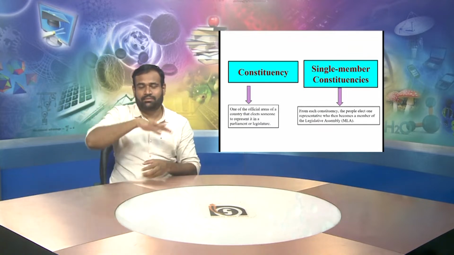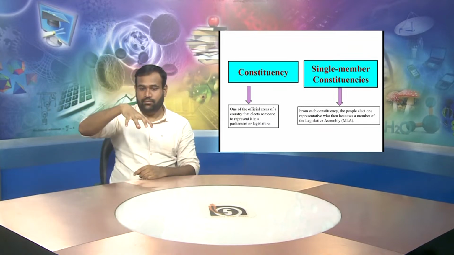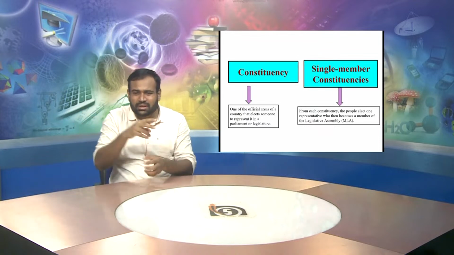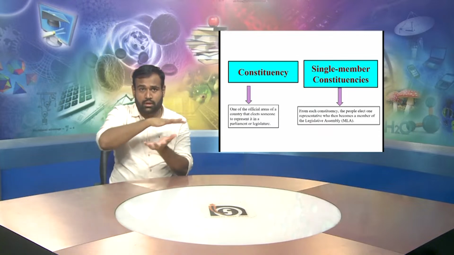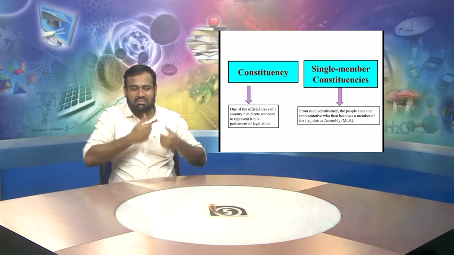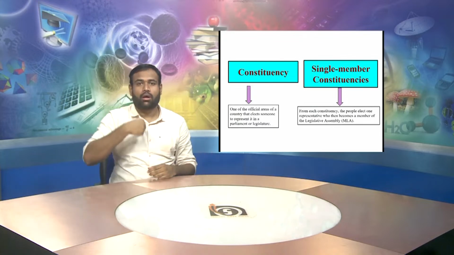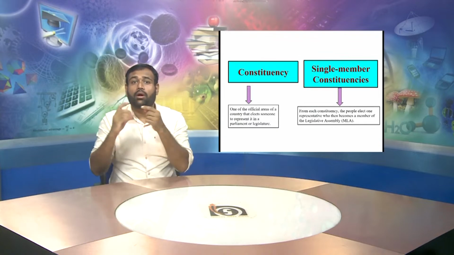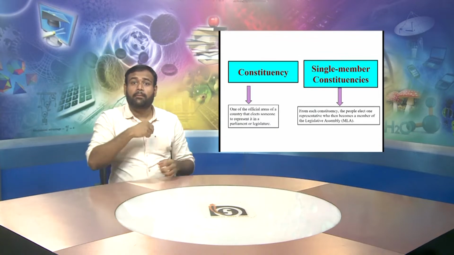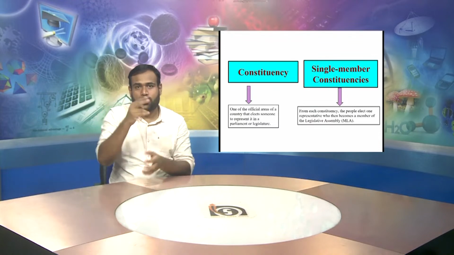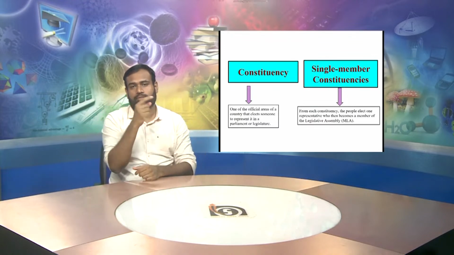Let us now understand constituency. In constituency, it is one of the official areas of the country that elects someone to represent it in a parliament or legislature. On the other hand, single member constituencies means from each constituency the people elect one representative only, who then becomes a member of legislative assembly.